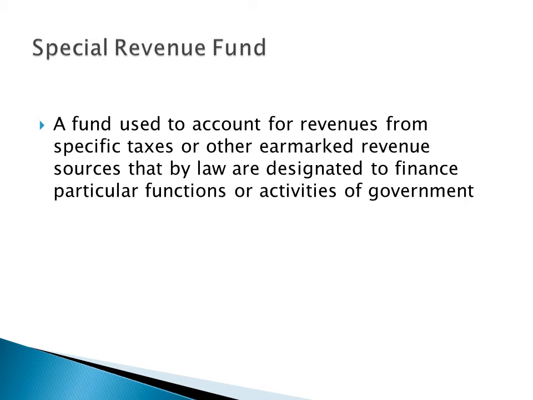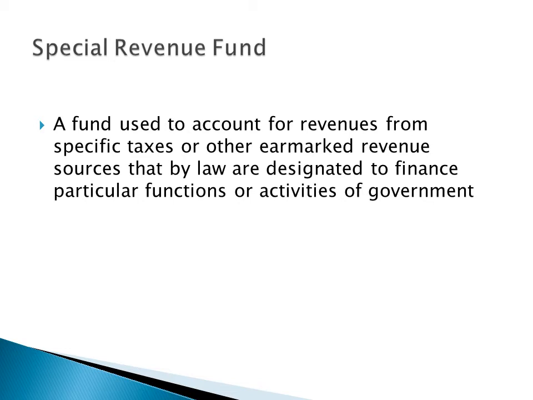Another type covered in Chapter 2 is the special revenue fund. This fund is used to account for revenues from specific taxes or other earmarked revenue sources that by law are designated to finance particular functions or activities of government. These will continue until a legislature either revises them or discontinues them. An example of this is gas tax revenue, which goes into a special fund that is supposed to finance road improvements, things like that.